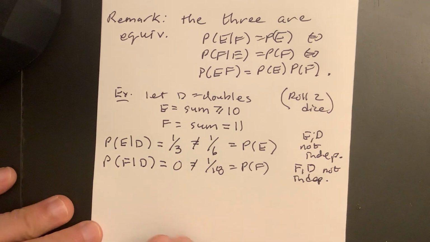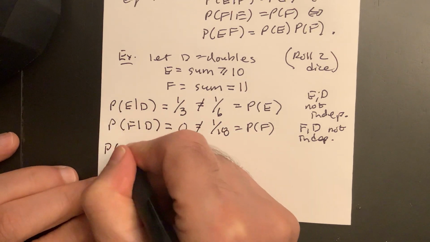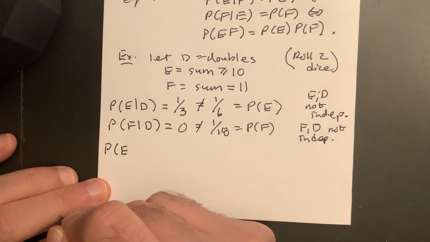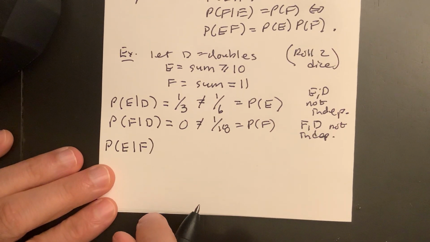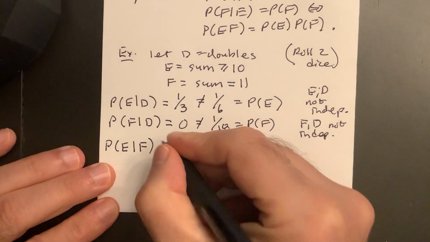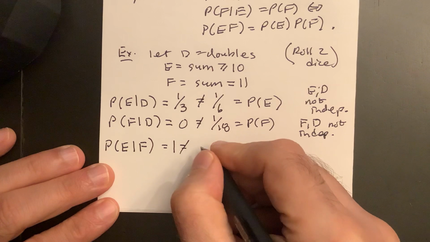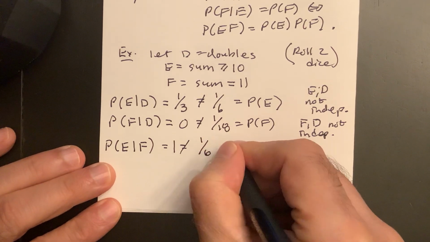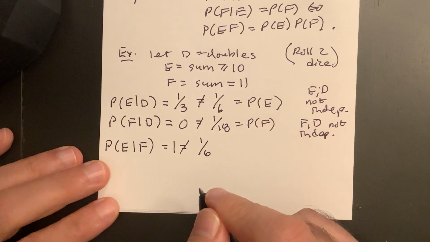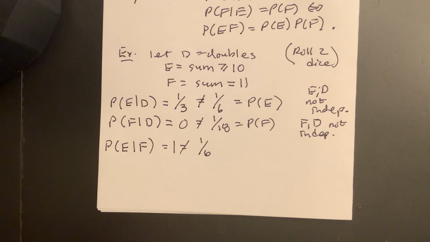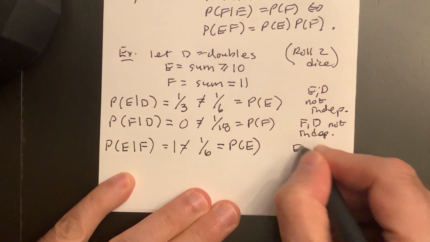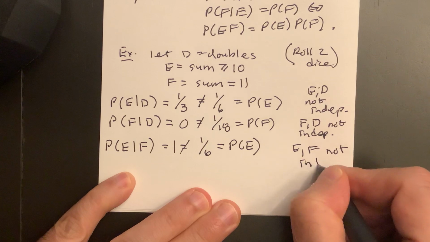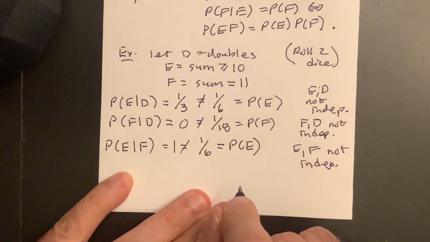What about E and F? I'm going to guess they're not independent. P(E given F): if the sum is equal to 11, what's the probability the sum is at least 10? This is equal to 1. And this is not equal to P(E), which is 1/6. Not even close. So these are really dependent, and it makes sense: if you know the sum is 11, you know the sum is greater than or equal to 10. So E and F are also not independent. This is probably the usual case. It's maybe more special for events to be independent.